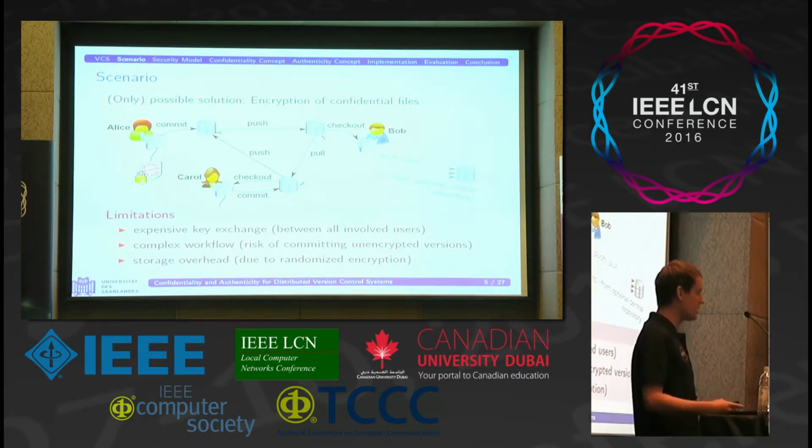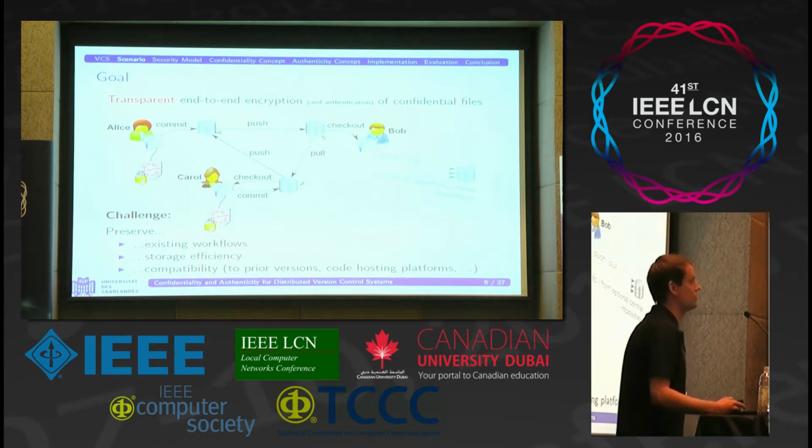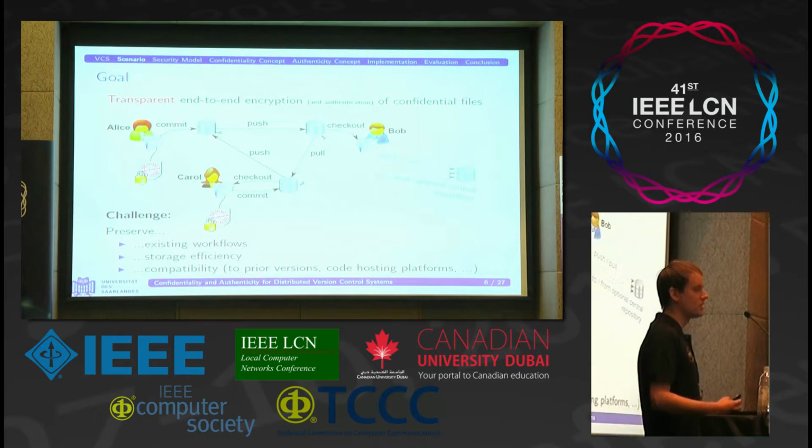And if we use the standard randomized encryption scheme for that, we also would incur a lot of overhead, as the VCS could no longer perform data deduplication. So that's exactly the problem we try to tackle with our work. We integrate transparent end-to-end encryption of confidential files into distributed version control systems.